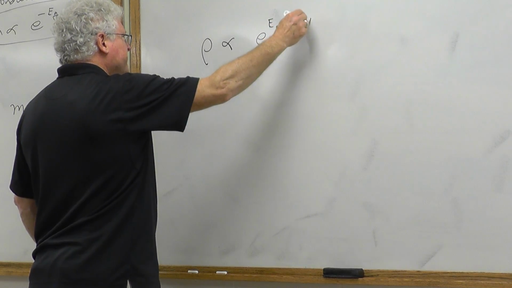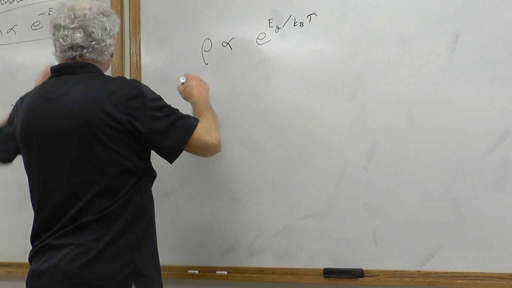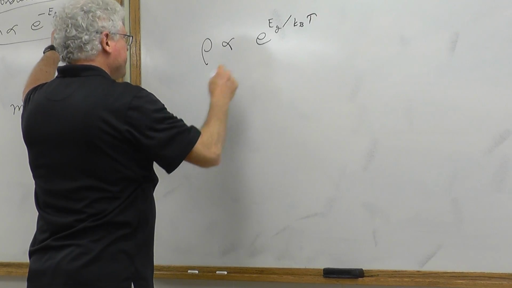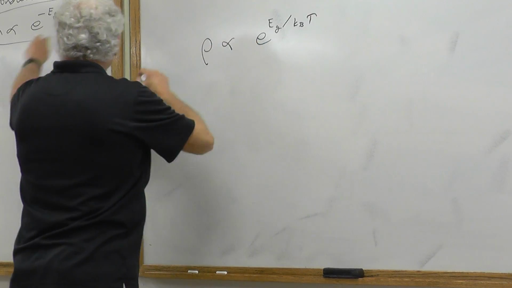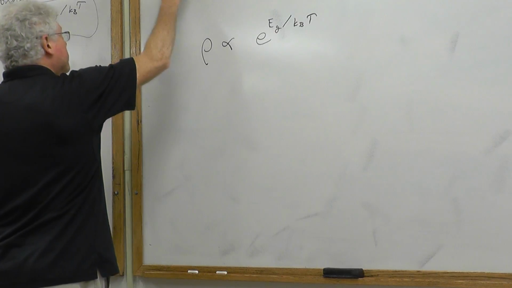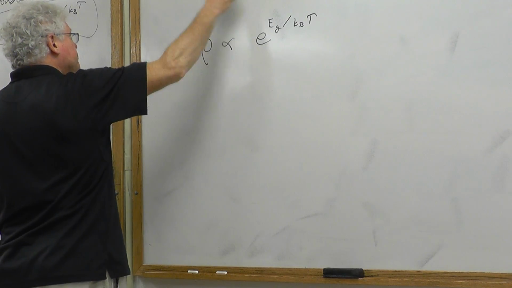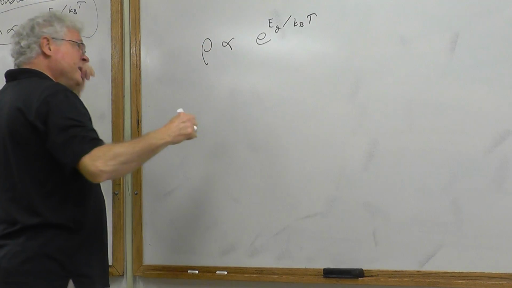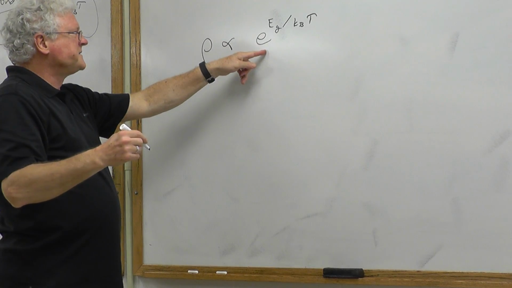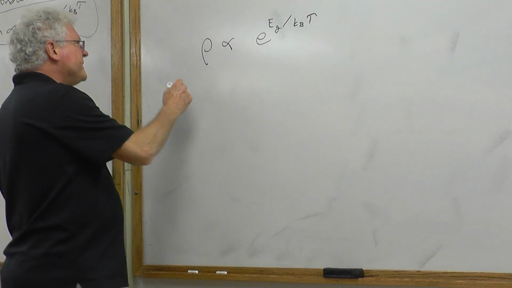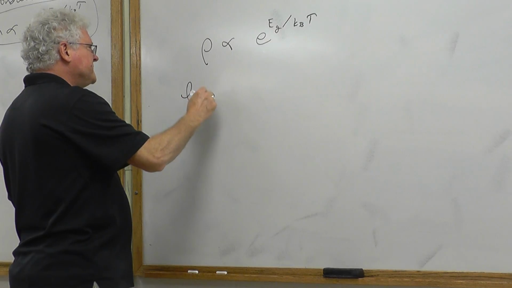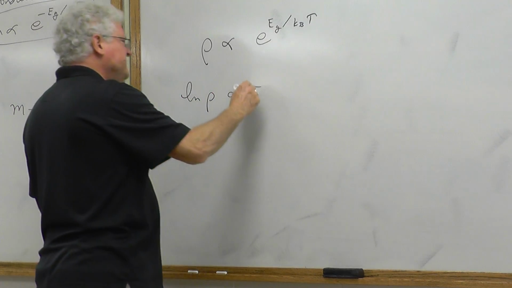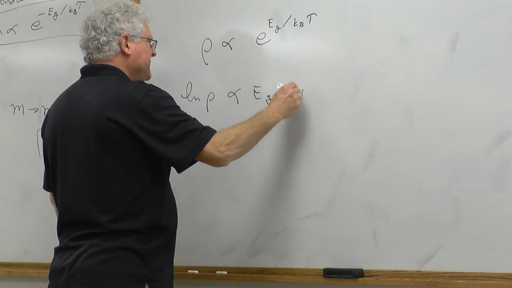I think this looks right. Yeah, the idea is that if this goes as e to the minus Eg over kT, that means the resistivity... and conductivity, of course, is proportional to n. So the resistivity is going to be inversely proportional to n. So it's going to go like this. And so that means the natural log of resistivity is going to be proportional to Eg over kT.